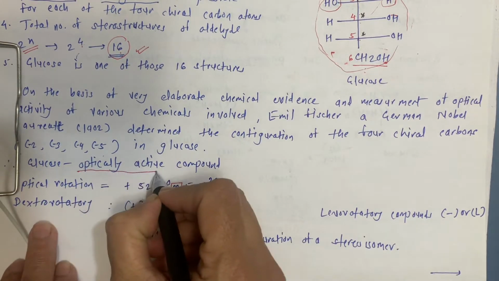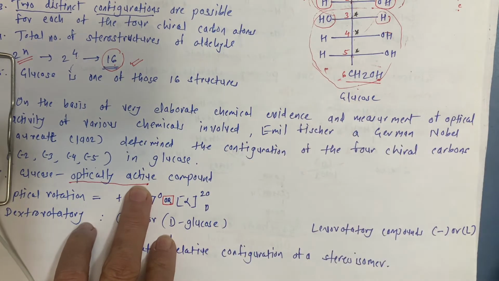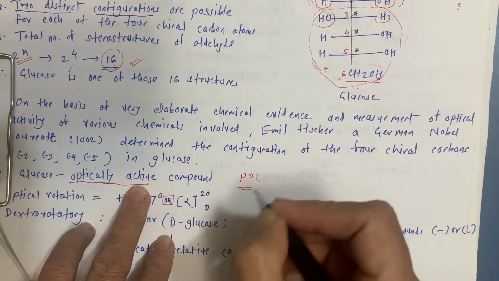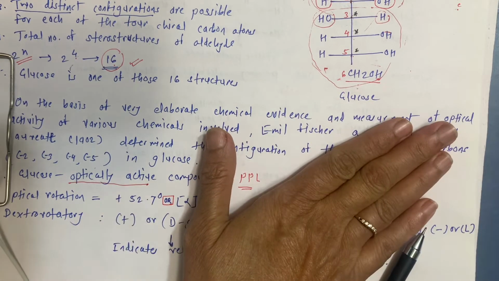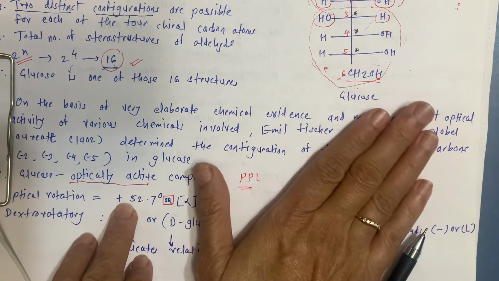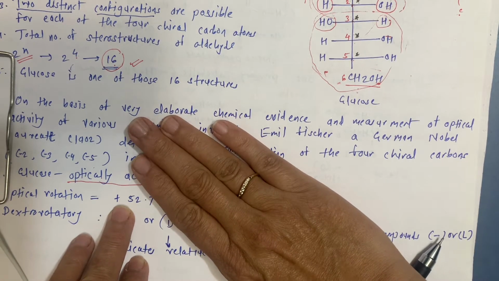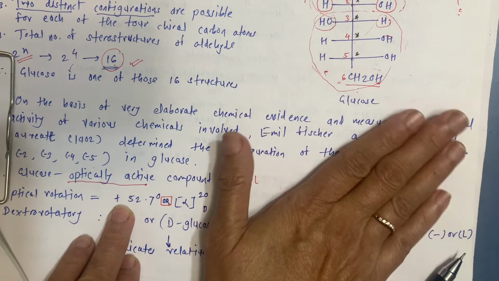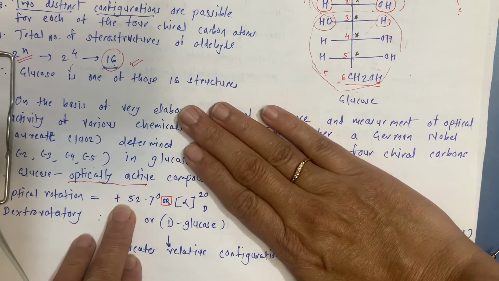Optically active means what? This compound can rotate the plane polarized light, PPL. We studied this also in halogen derivatives. If it rotates to the right hand side, then it is dextrorotatory. If it rotates to the left side, then it is levorotatory. Rotate to right, dextrorotatory. Rotate to left, levorotatory.